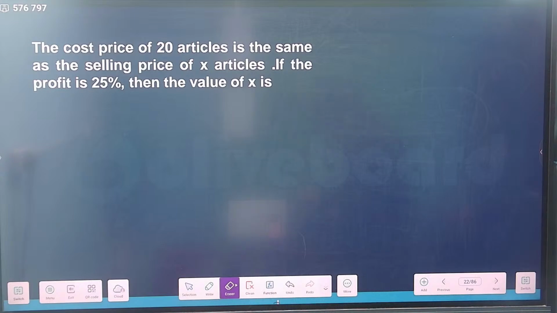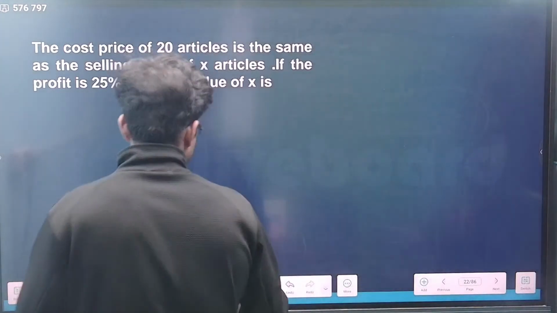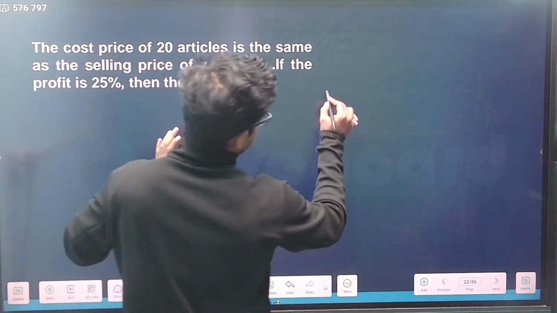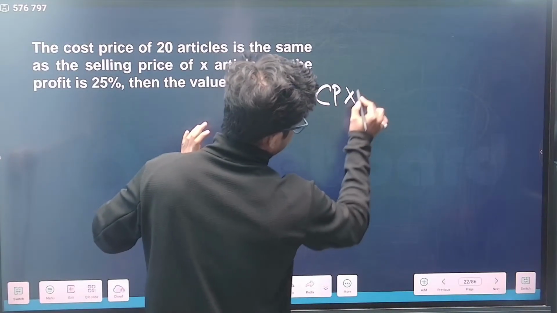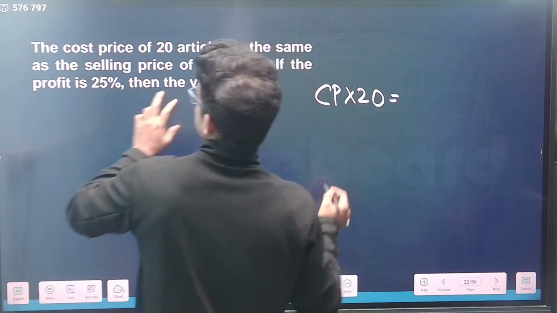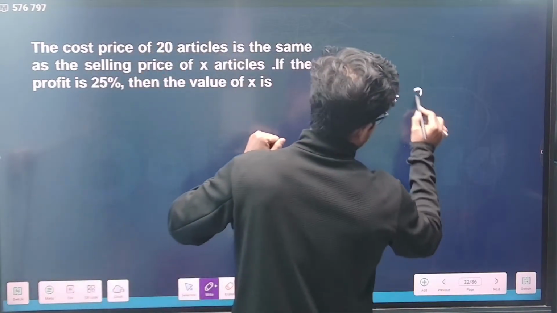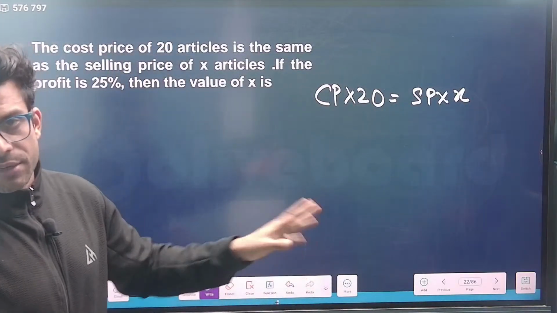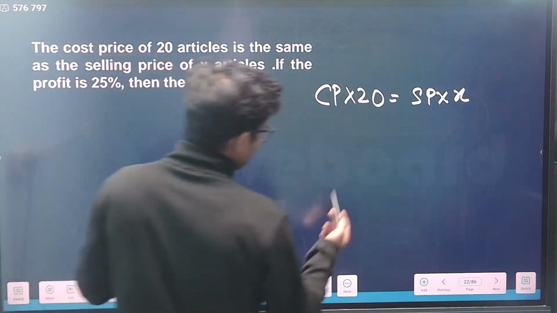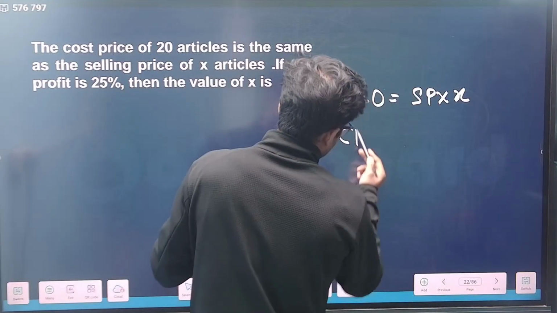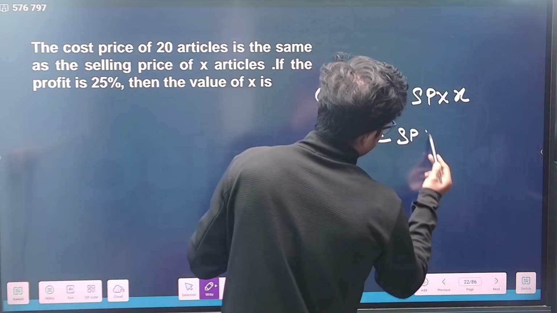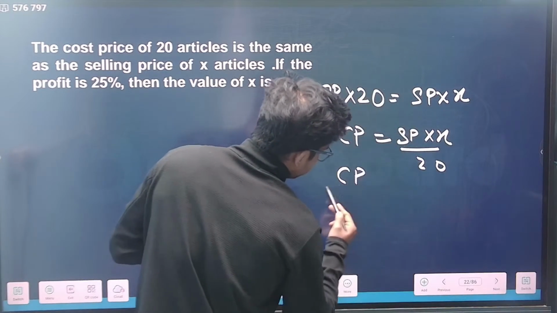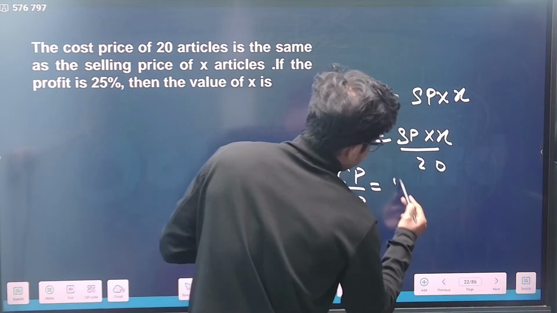25%. Okay, we got an answer of 25%. Let me now check whether it's 25% or not. I would write the cost price of 20 articles, correct? Now this would be equal to the selling price of X articles. Is it right? Till now, I have written what the statement said. From here, I can say the cost price would be the selling price into X divided by 20. From here, I can say cost price divided by selling price would be X by 20.